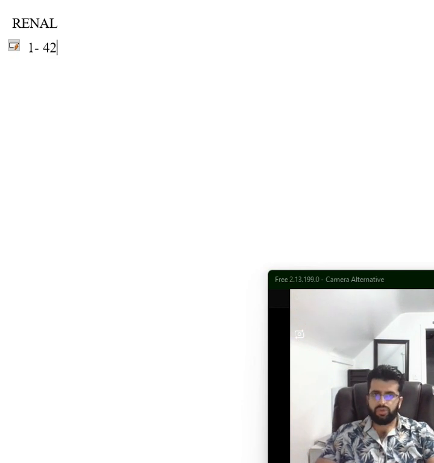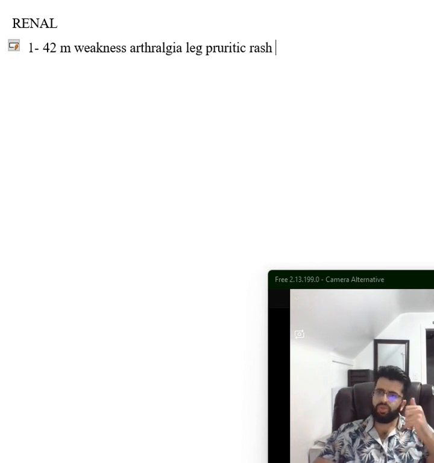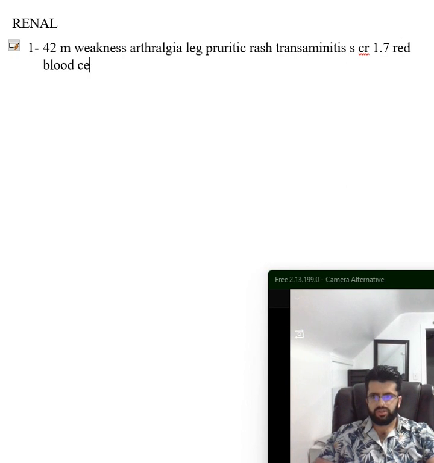Alright, so if you see a 42-year-old man comes in with weakness, arthralgia, okay? There's a leg pruritic rash as well. And then you check the labs, there's protein in the urine. The complements are a little bit low, rheumatoid factor high. And transaminitis, you see transaminitis. And creatinine 1.7. There's red blood cells and protein in urine. And they ask you, okay, what's the best next step to establish diagnosis?